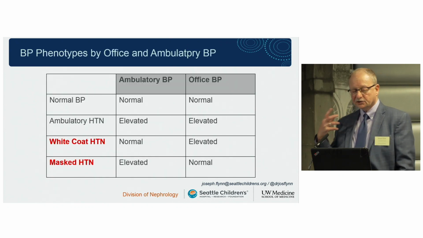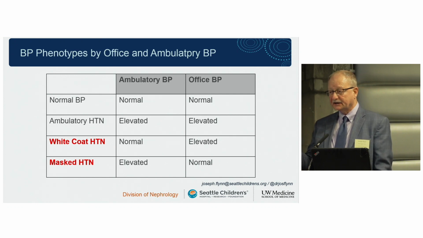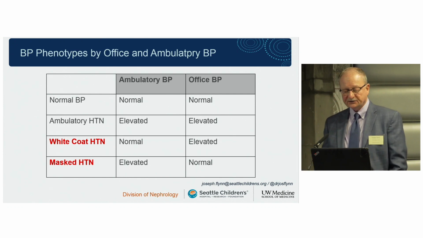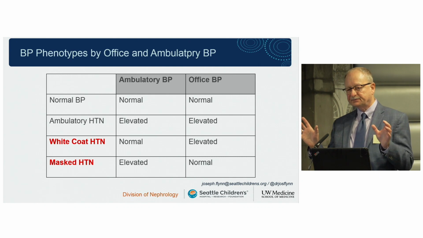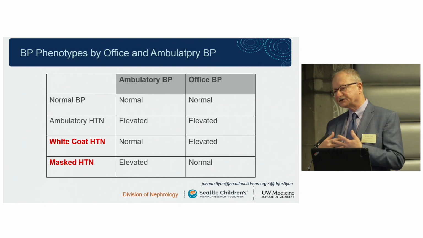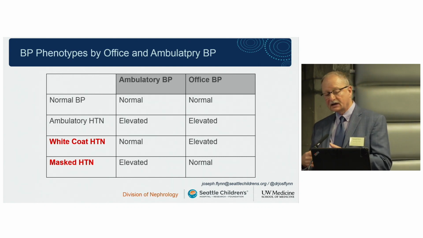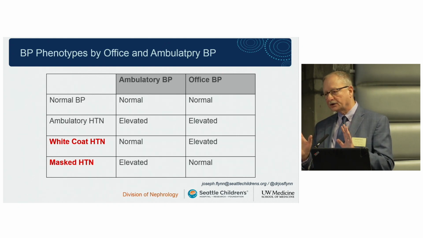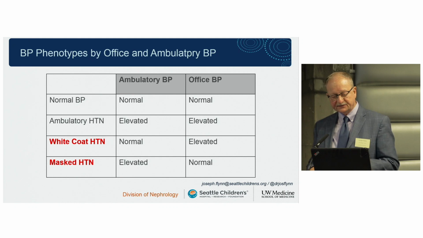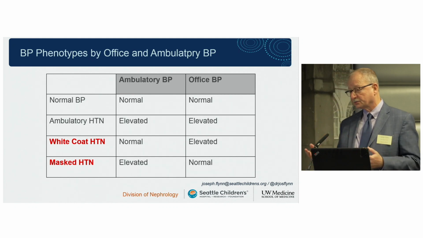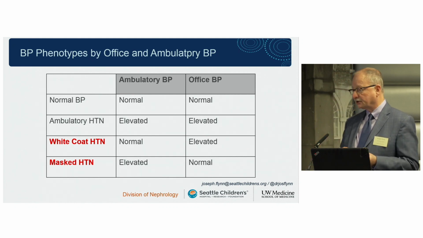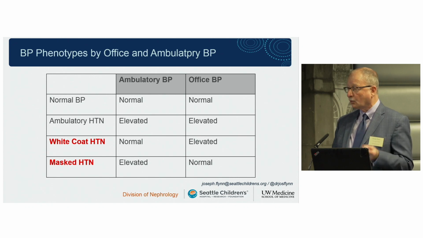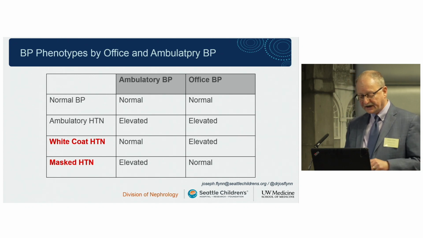So we talk about blood pressure phenotypes. I use that phrase frequently, and the phenotype is combining the office and the ambulatory blood pressure. And so you can see in the grid there that depending upon whether the office or ambulatory blood pressure is normal or elevated, you have 4 different phenotypes ranging from normotensive to ambulatory or sustained hypertensive, white coat hypertensive, or masked hypertensive.